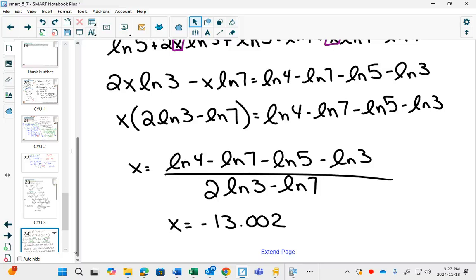If 13 is an unlucky number, is negative 13 like more unlucky? It feels like it should be unluckier. Isn't it .002? Like that's just, it's just like, it's okay.